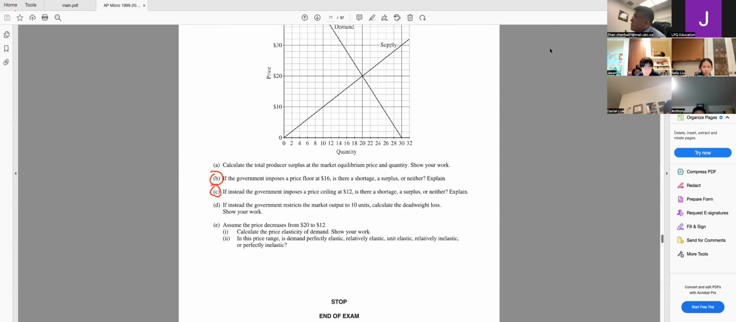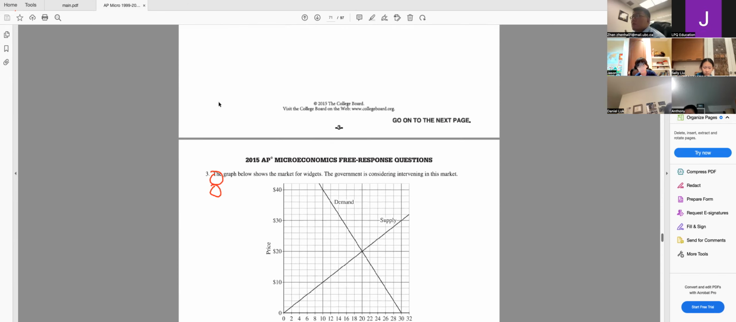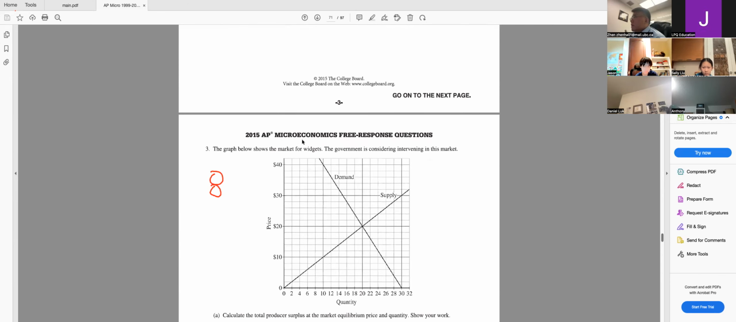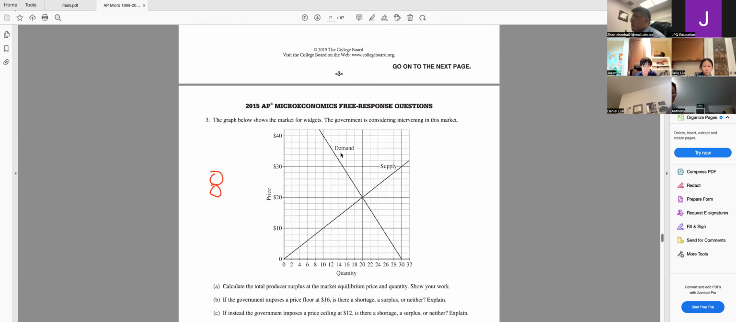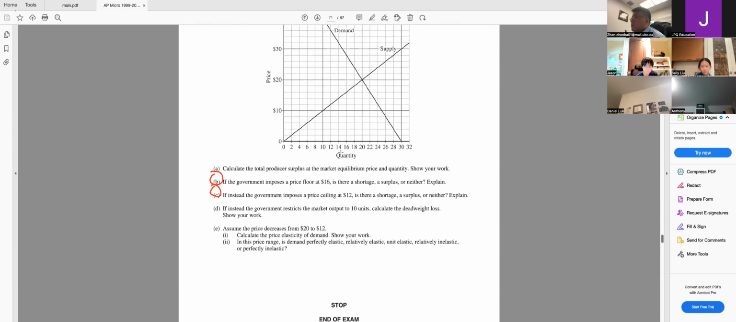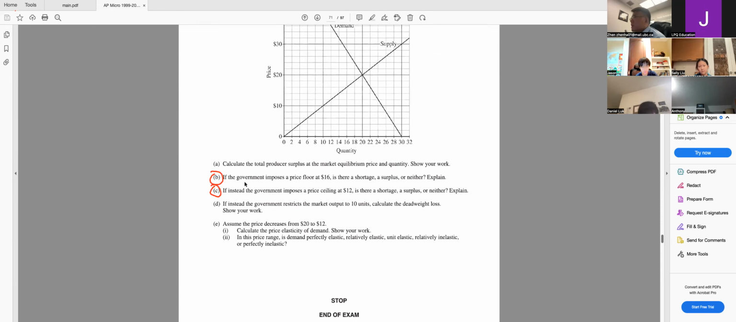You guys should also have a copy of this question. If you have a copy, you can go to 2015. The paper tested in the year 2015, macroeconomics. Let's try just B and C. You cannot do all the questions, but just try B and C.